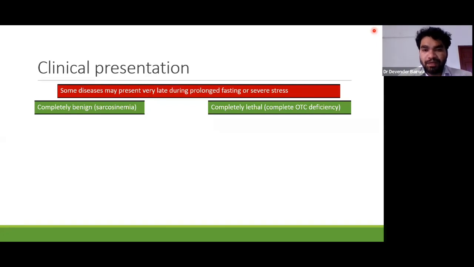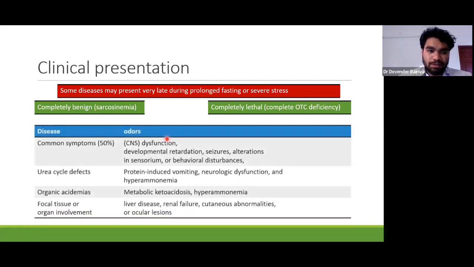But apart from manifestations between these two ends of the spectrum, one other problem is that some of these diseases may present very late, during prolonged fasting or severe stress. So it is not necessary that an amino acid defect presents from birth, and they can later on in adult life show manifestations of these diseases.